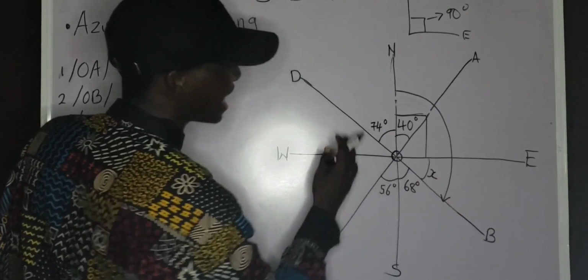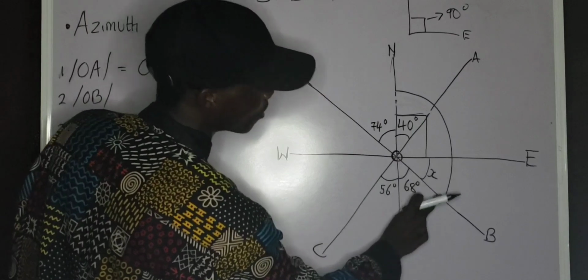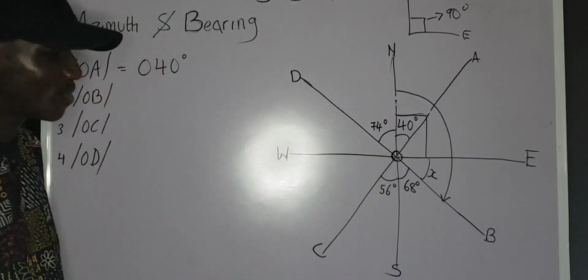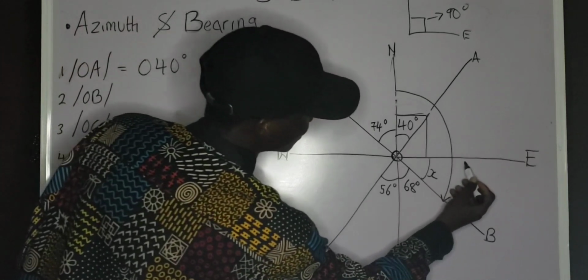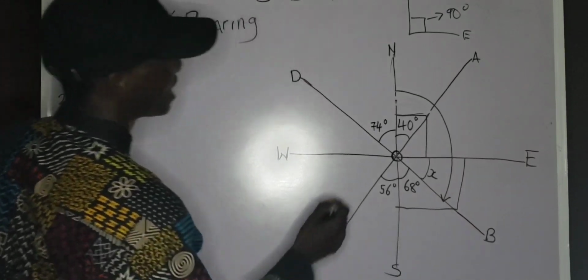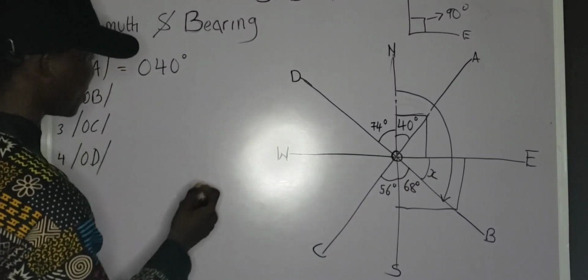In order to calculate the azimuth of line OB, I have to add 90 degrees plus this angle. But I don't know the value of this angle. How do we calculate the value of that angle? Since I know that this angle here also is what? 90 degrees. Don't forget that. How will I draw this thing? Okay, let me just draw it here.